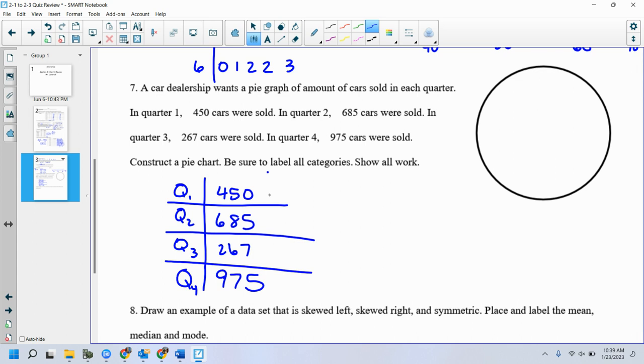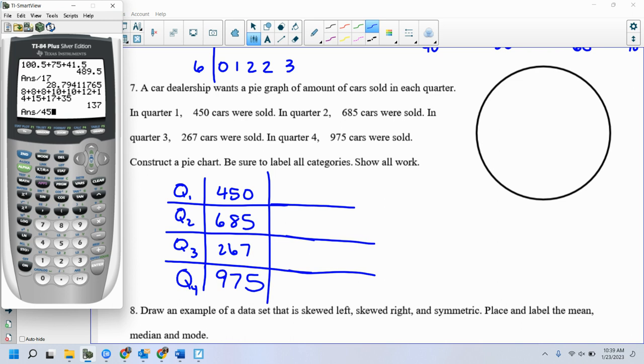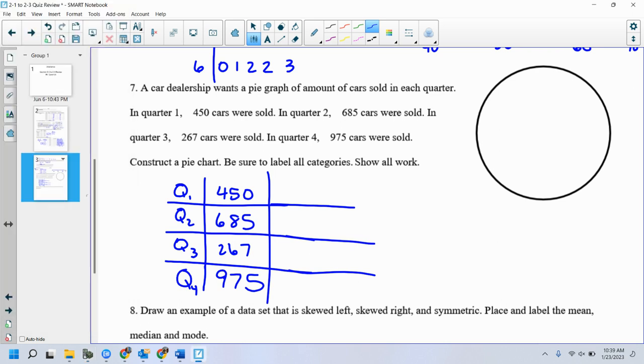Construct a pie chart. Okay, so what I'm going to do here is show the percentage, the relative frequency, and then the actual degrees that I need to use. The total amount is 450 plus 685 plus 267 plus 975, which is 2,377. N equals 2,377. That's how many cars we sold in the year.